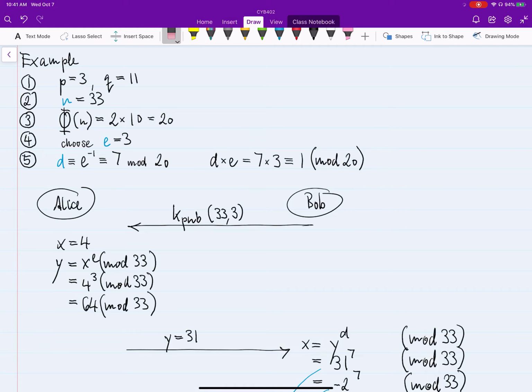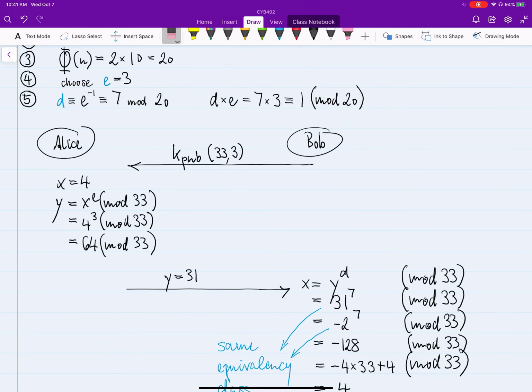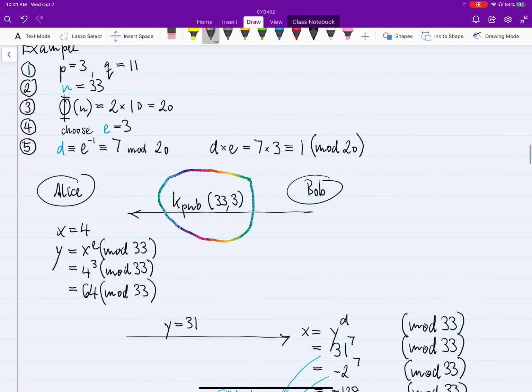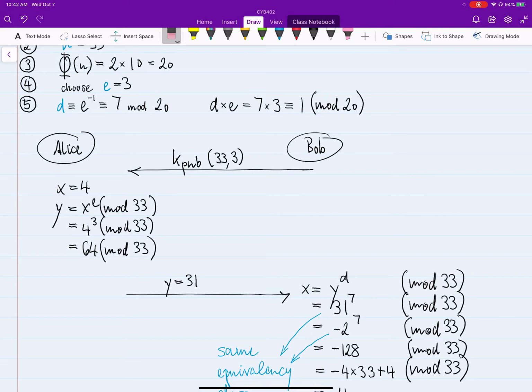Okay, so now Alice receives Bob's public key, which is n. So n, remember, and not phi of n, and E. This is what we are going to send over to Alice. And Alice wants to send the important message of x being 4. So our plain text is 4.